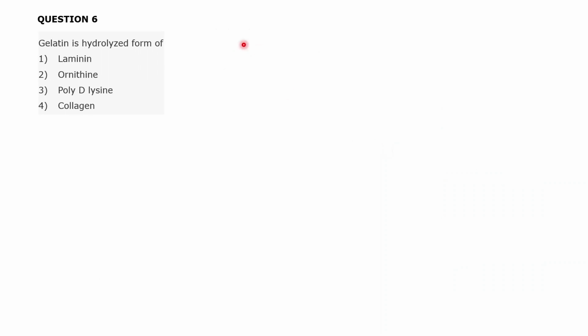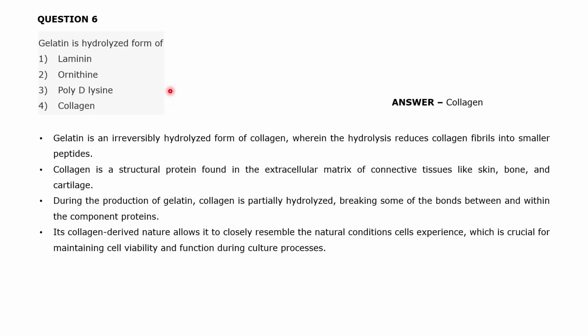Coming to question number 6: gelatin is a hydrolyzed form of laminin, ornithine, poly D lysine, or collagen. Which might be the answer? Collagen, right? Option number 4. Any other option? Okay, I'm getting option number 4, so you are right. The answer is collagen. Gelatin is basically a hydrolyzed form of collagen.